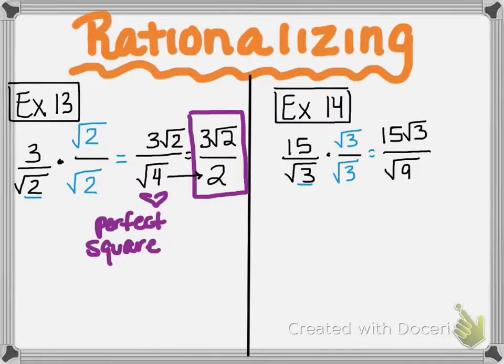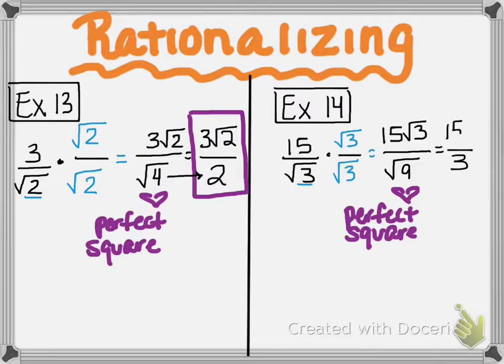Again, once we get to this step, you will always get a perfect square. So that's something to look out for. If you don't get a perfect square, you're doing something wrong. So radical 9 is a perfect square because the square root of 9 is just the number 3. And on top, we have 15 radical 3. So again, we had to take the radical 9 and change it into a 3.